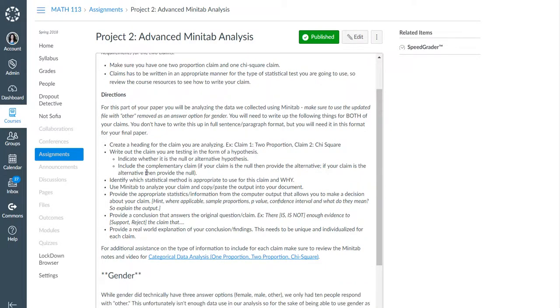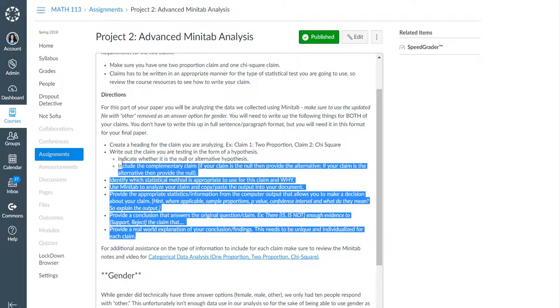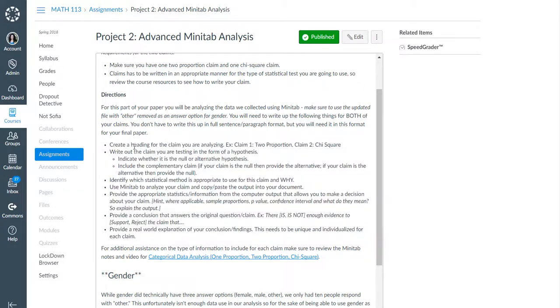So for this one, you basically are answering all of these questions for each claim. So you would have the two proportion claim, put a heading, and then give that claim, alternative or null, complementary, identify which statistical method, use Minitab, provide the appropriate conclusion, and the real world.